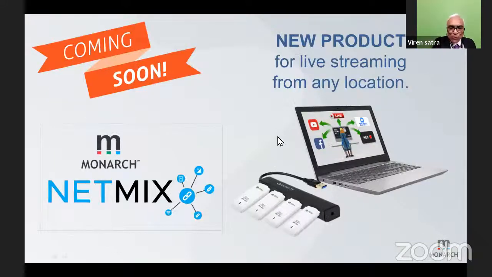Number one, a new product is coming from Monarch at the end of this month, the Monarch NetMix. This new product can give you stable bandwidth for live streaming. Example, you are in a wedding hall or event hall, and you don't get an internet connection there. Then you can use this product for live streaming, because in this product, you can connect multiple mobile SIM cards.